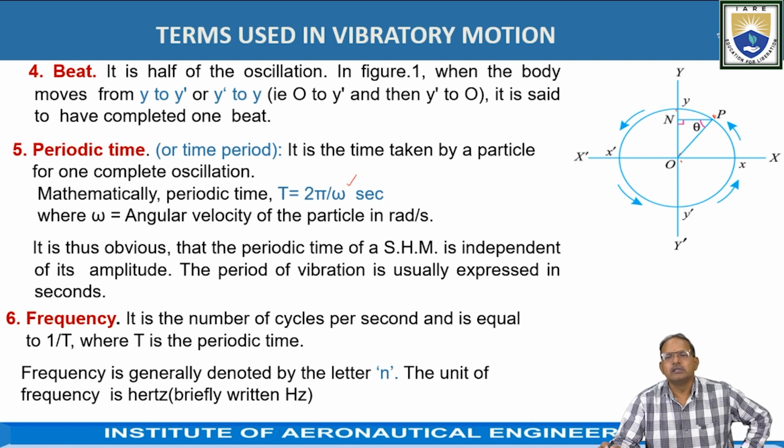Frequency is the number of cycles completed by an oscillating body in 1 second. Generally, it is represented as 1 by T, where T is the periodic time. Frequency is expressed in terms of Hz, that is, number of cycles per second.